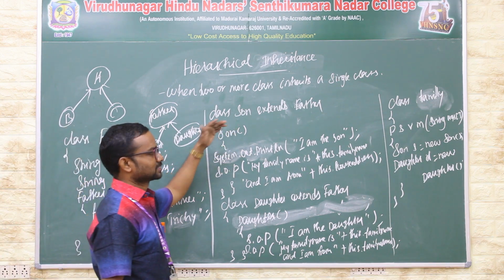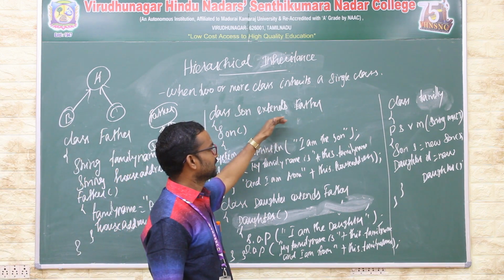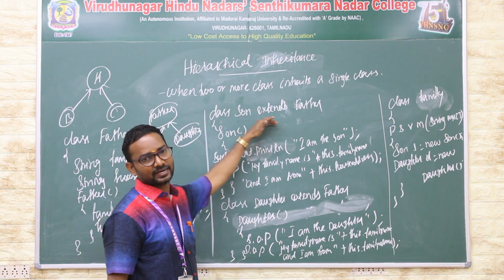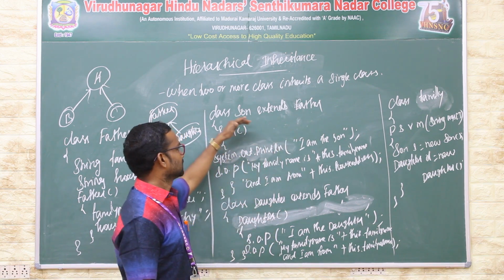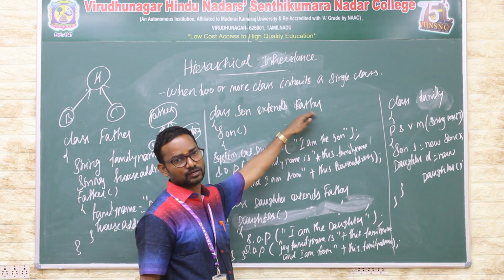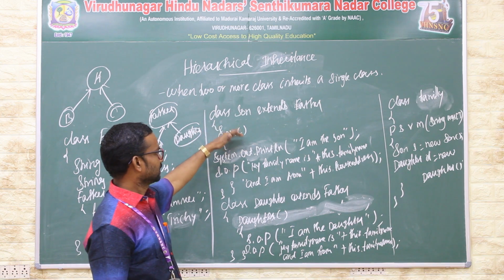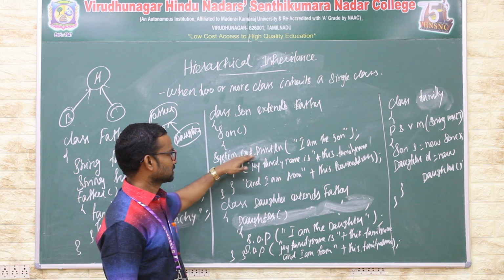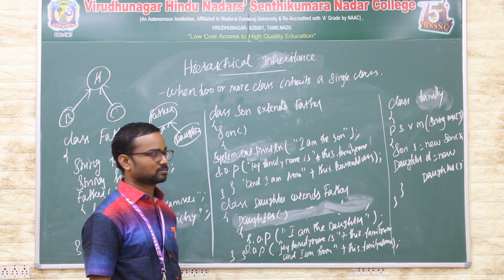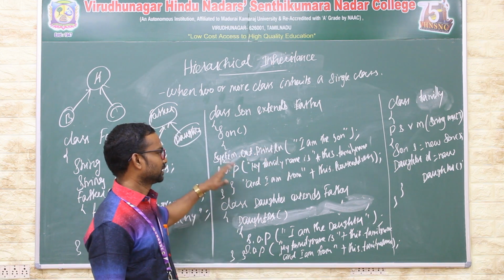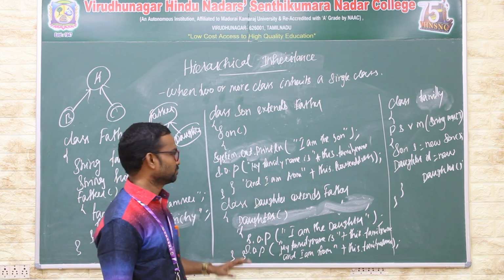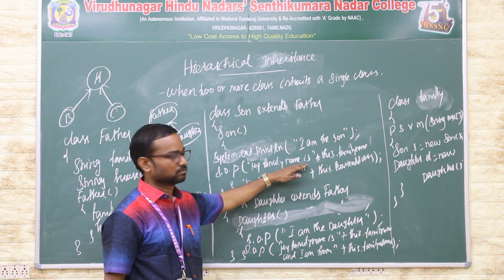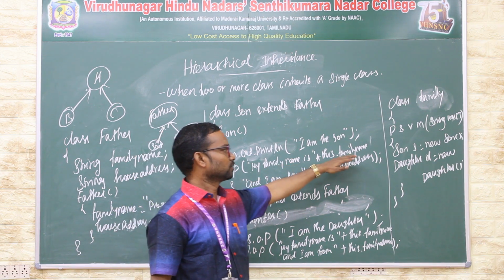Next, the Son derived class inherits the properties of the base class, the Father class. We create the Son constructor. System.out.println displays the statement "I am the son." Another display statement is "My family name is" followed by this dot family name.